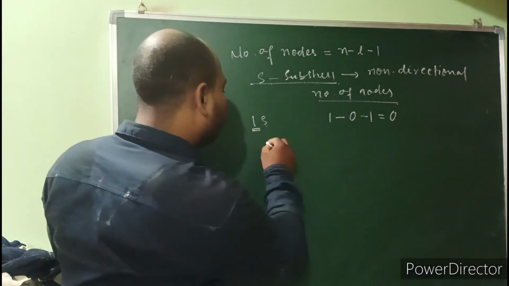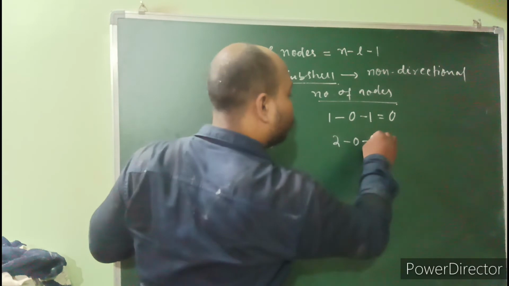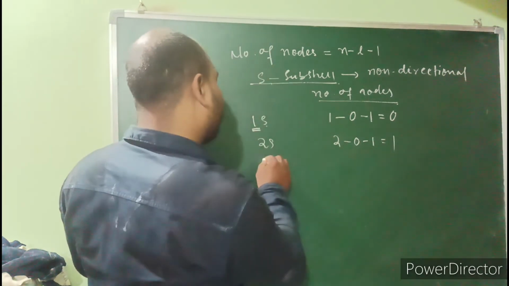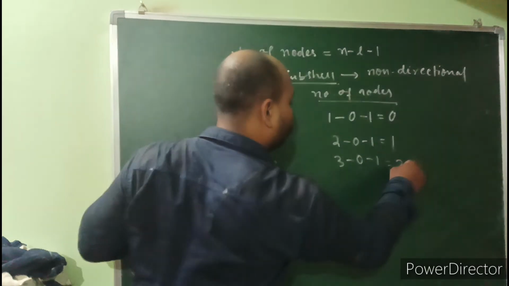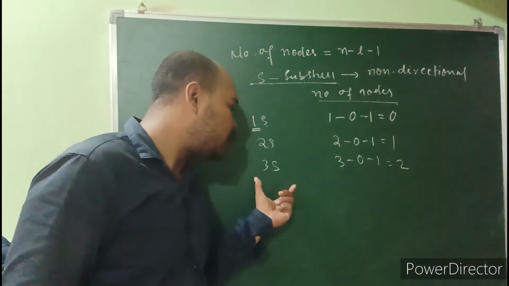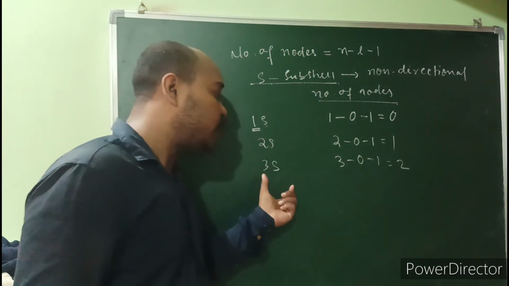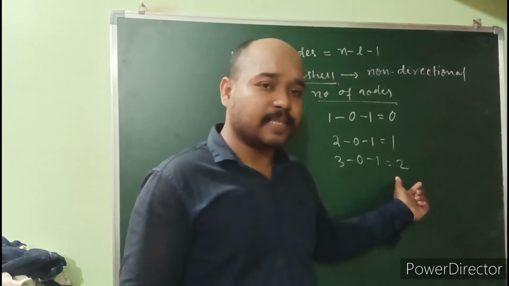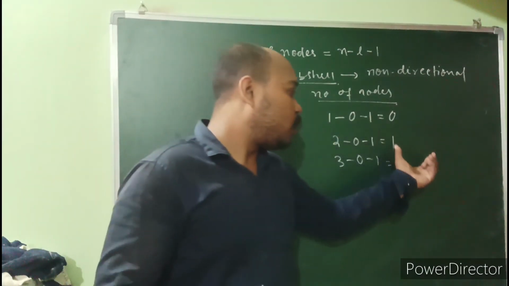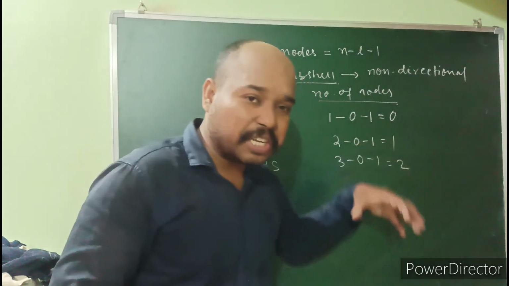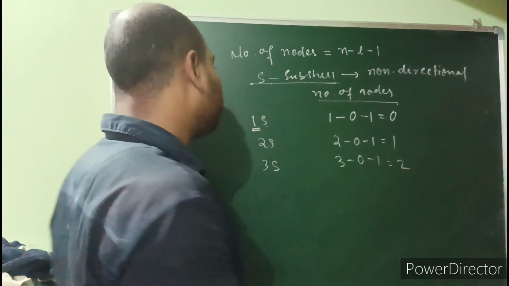Now for 2s, let us find 2 minus 0 minus 1, that is 1. For 3s we get 3 minus 0 minus 1, which is 2. So as we go from 1s to 3s, the number of nodes increases. It means the uniformity through the S subshell is decreasing, that's why the number of nodes is increasing.